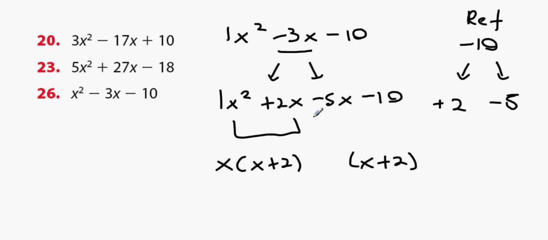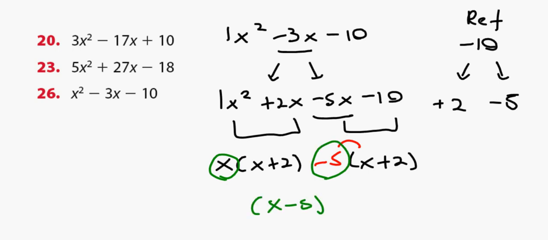Minus 5x, x multiplied by what gives you minus 5x? The answer has to be minus 5, because minus 5 by x gives you minus 5x. Then you know your answer is going to be x minus 5 in one bracket, and then x plus 2 in the second bracket.